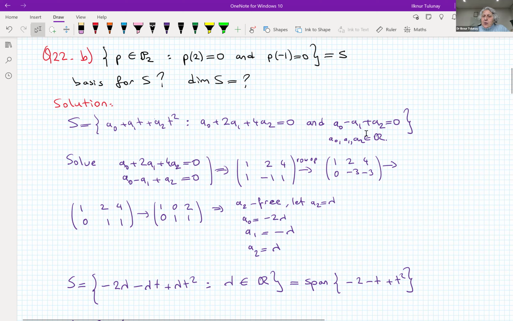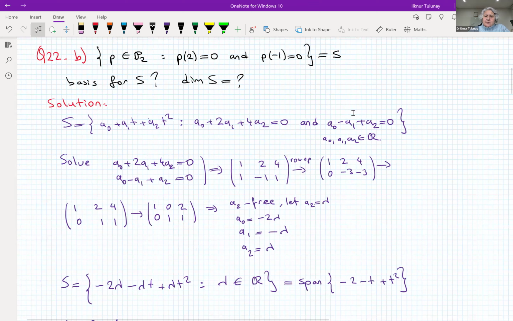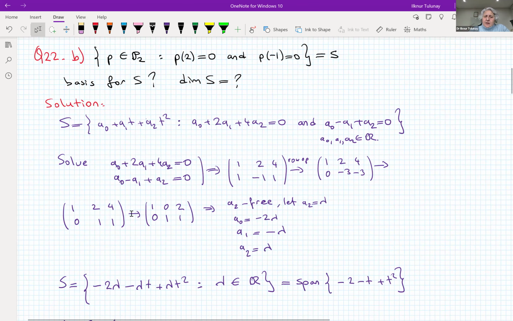So we have two equations that need to be satisfied. These are the polynomials satisfying these two equations. The coefficients need to satisfy these two equations. So we can solve these two equations in order to understand our set S. We have two equations and three unknowns.